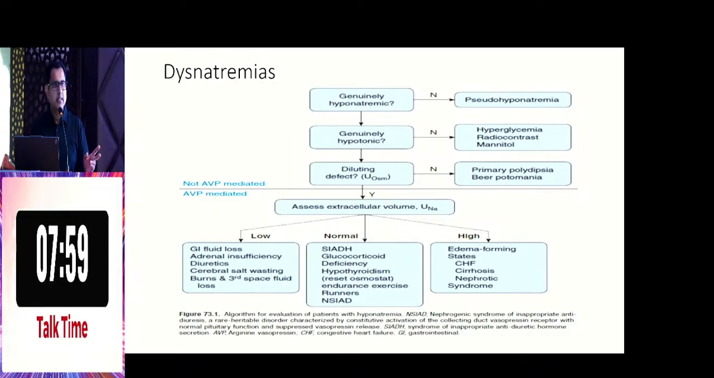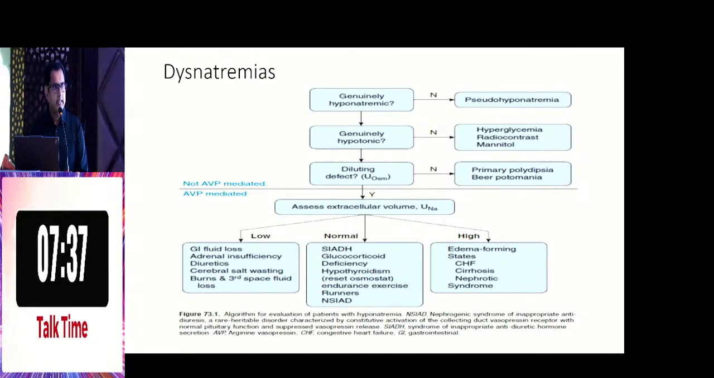The third thing we have to see is the urine osmolality. If the patient is able to dilute his urine, and the urine osmolality is going down, that means there is no diluting defect. That means the patient is either consuming a high quantity of beer or is a primary polydipsic patient. So these are the causes of non-AVP mediated hyponatremia.